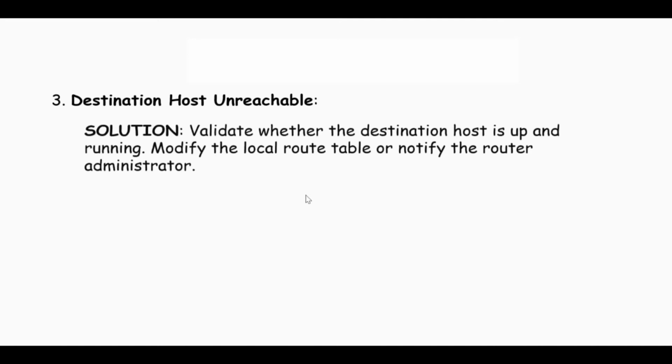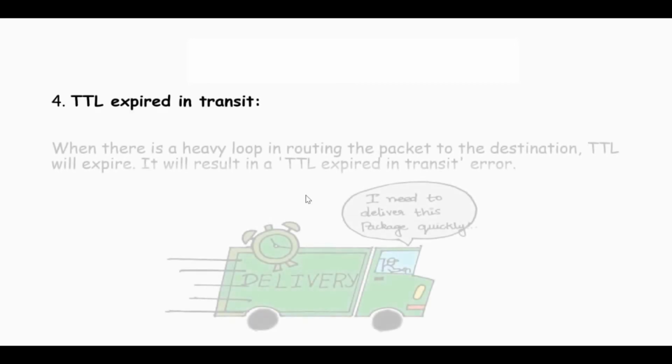So let's take a look at the solution to overcome this error. You have to validate whether the destination host is up and running, and you have to modify the local route table, or you have to notify the router administrator. So fourth one will be the TTL expired in transit error.